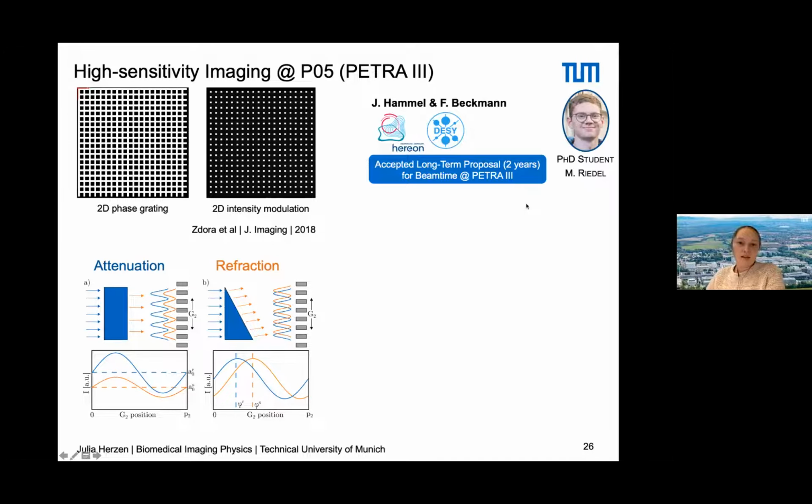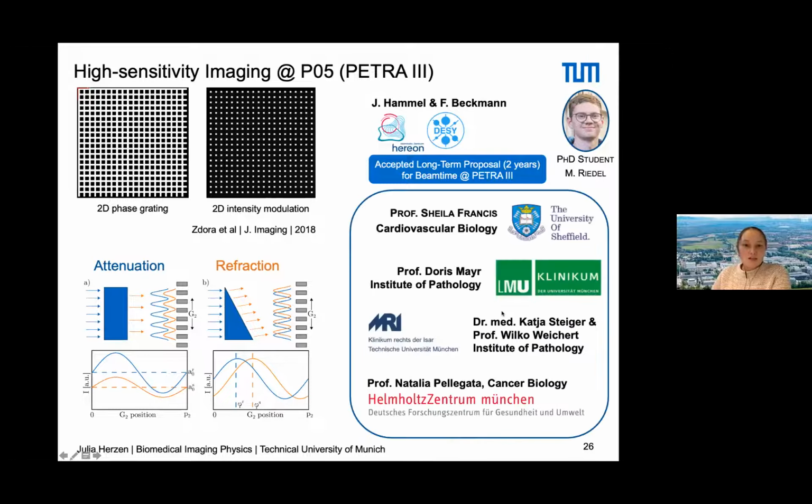And this is what I'm doing at the imaging beamline P05 with the PhD student Mirko Riedel, who is working with my colleagues Jörg Hammel and Felix Beckmann at DESY, and some collaborations where we would like to apply it from cardiovascular diseases or also pathology and biologists in that. And I would like to share some results with you.